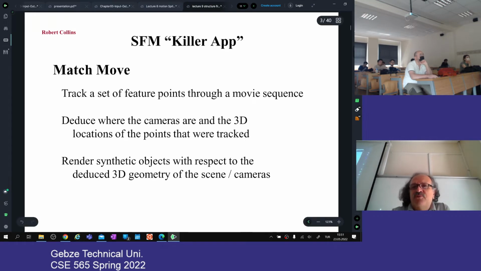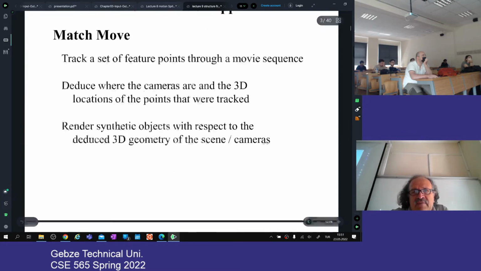Track a set of feature points through a movie sequence, either by optic flow or the feature-based methods, and then deduce where the cameras are, the camera poses, and the 3D locations. And after that, you do whatever you want with these 3D positions and the camera positions. Usually, we render synthetic objects with respect to the 3D geometry, and I have shown you one example.